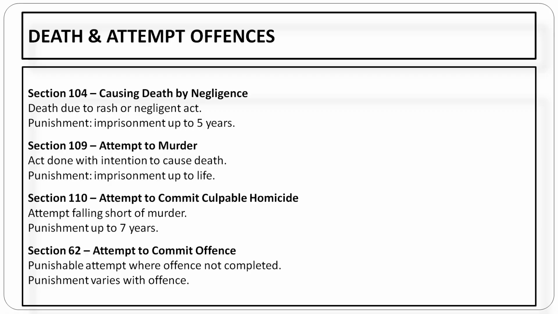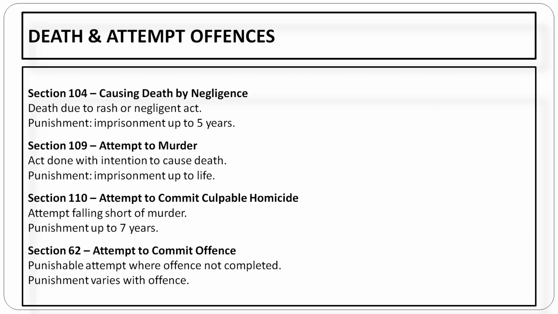The next one is Section 109, attempt to murder. It applies when a person acts with clear intention to cause death. Even if the death does not actually occur, the offense is complete. The nature of the act and intention are very important under this section. Serious injuries often indicate intention. The punishment can be extended up to imprisonment for life.